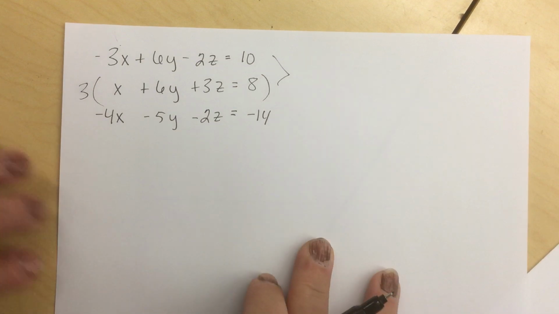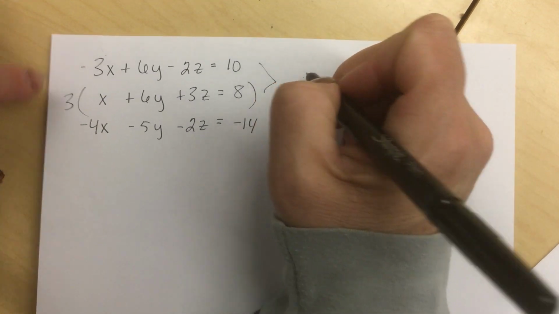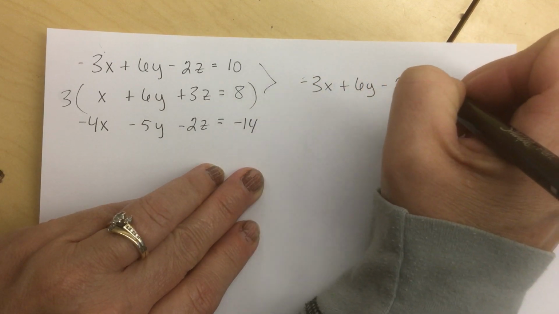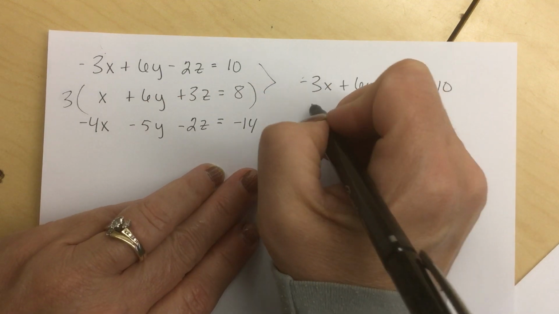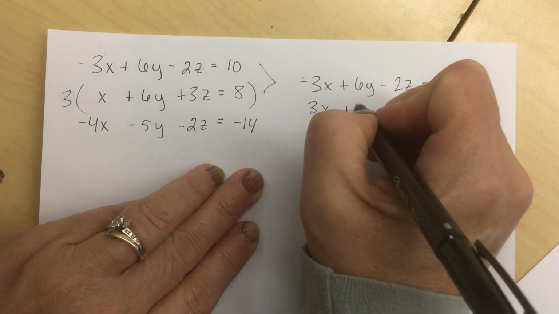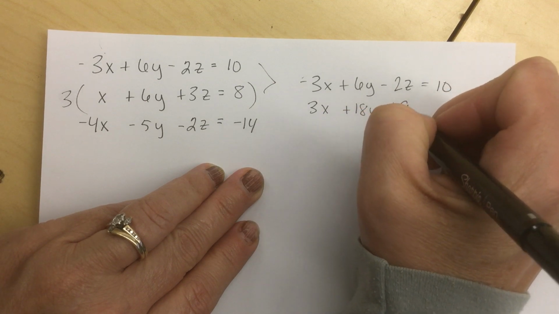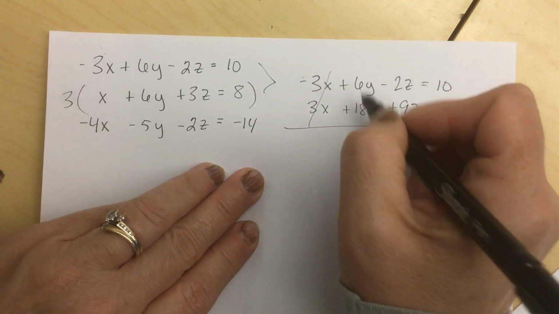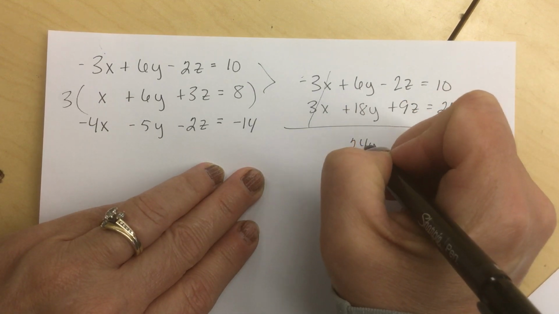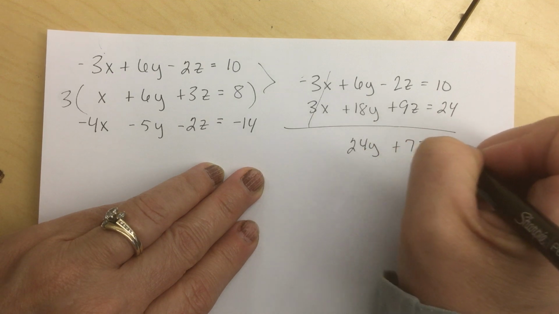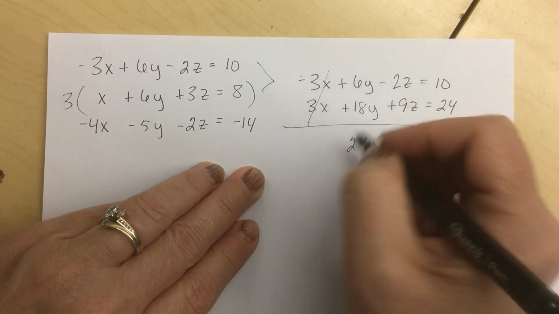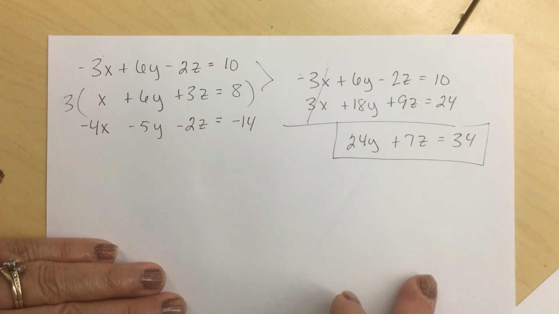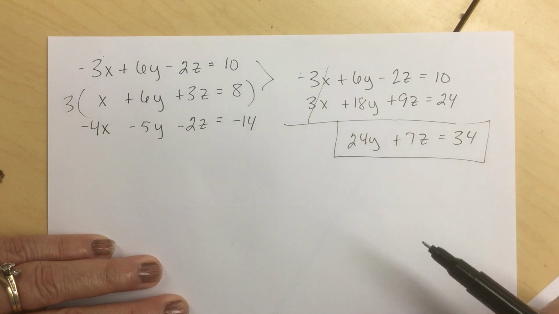Let's do the top two. So the top one would stay negative 3x plus 6y minus 2z equals 10. Then my middle row becomes 3x plus 18y plus 9z equals 24. So when I put that together, 18 and 6 is 24, so I have 24y plus 7z equals 34. And I like to put a box around that to signify that I've kind of got to a major stopping point. I took two equations, I put them together, and I got down to two variables.